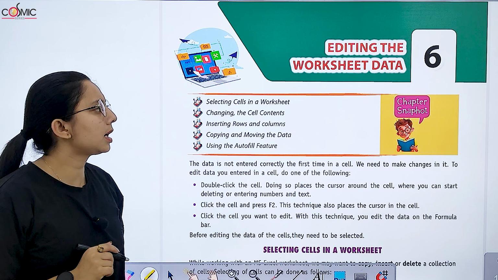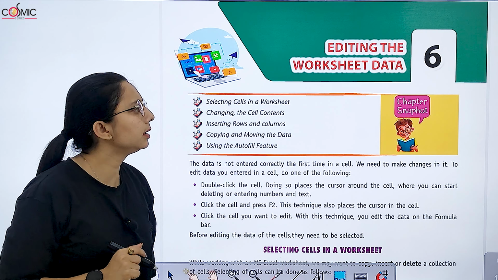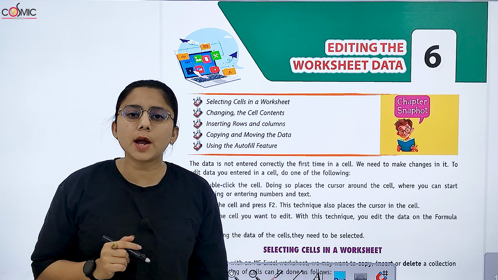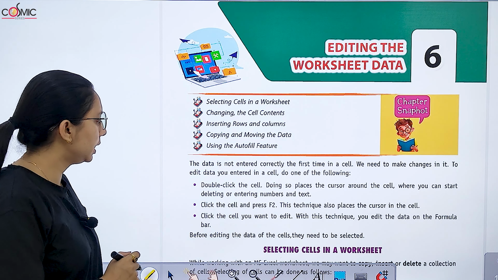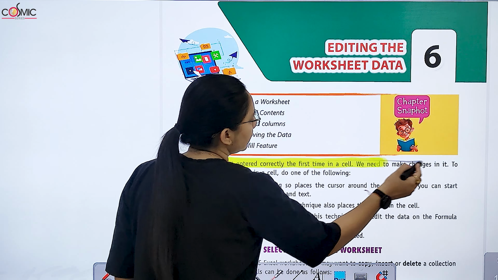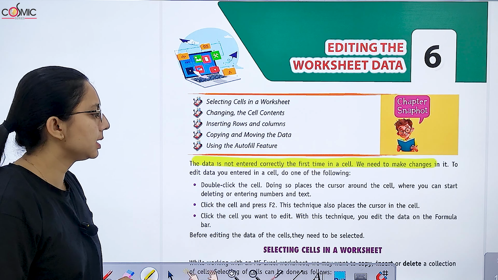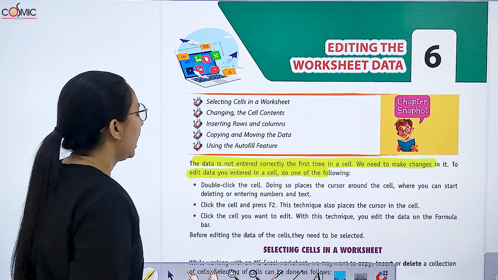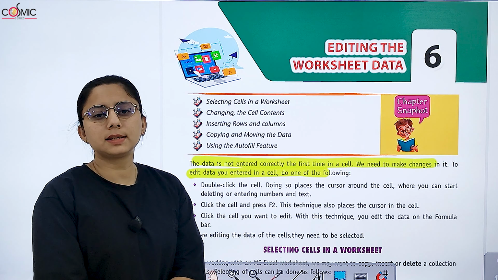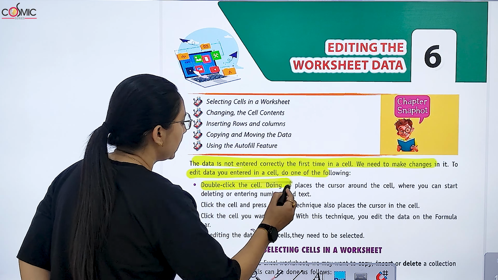Now children, today let's start with chapter number 6, editing the worksheet data. So in this chapter, we will edit some worksheet data. Sometimes data is not entered correctly the first time in a cell. We need to make changes in it, and to edit data you entered in a cell, do one of the following. Double click the cell.